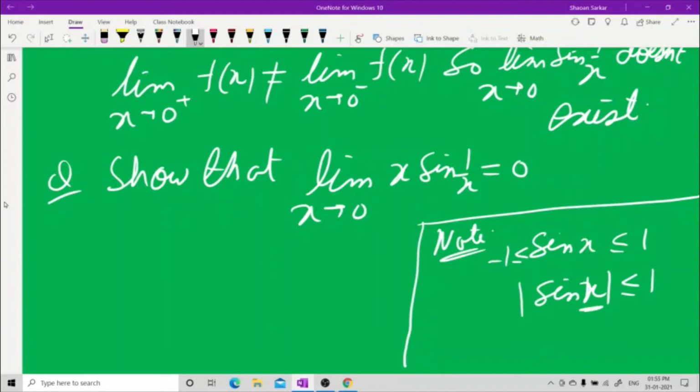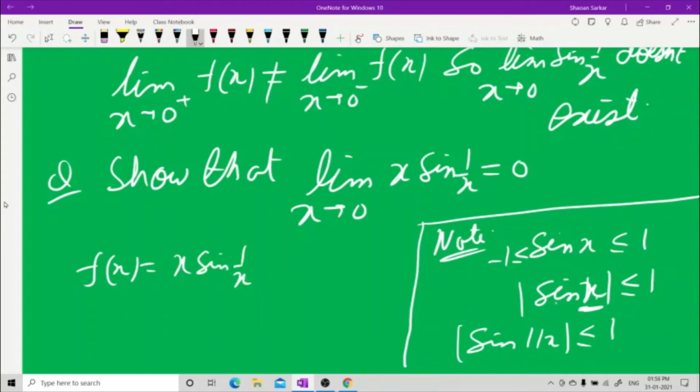Whatever you have in place of x, if you have sine of something, its mod is always less than or equal to 1, and similarly for cos also. So now let us do this question. Comparing, f(x) comes out to be x sine 1 upon x. My L is 0 and my a is also 0.